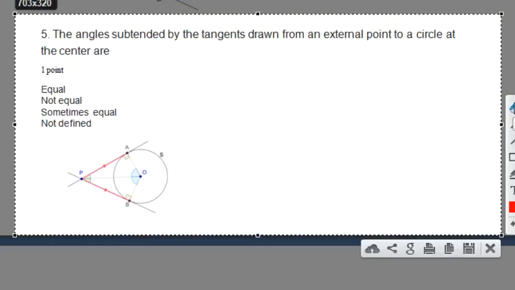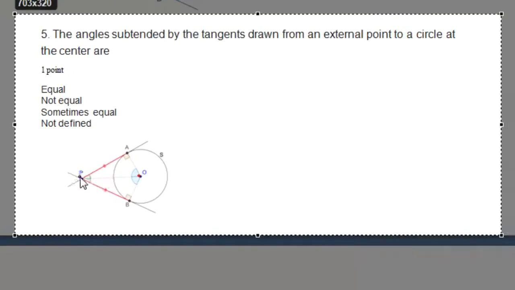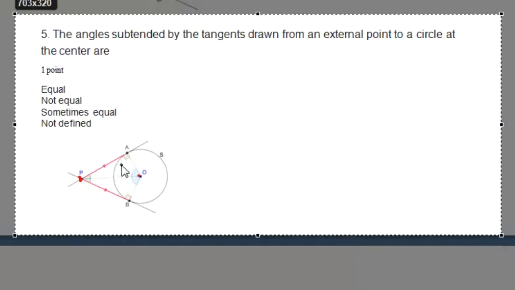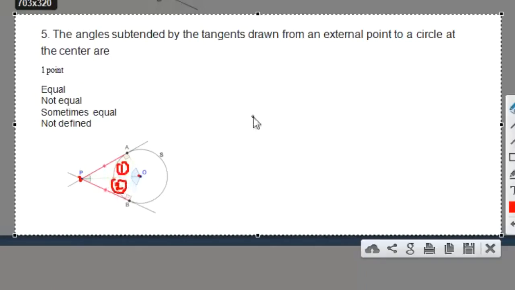So this is the angle subtended by the tangents drawn from external point P, an external point of a circle, at the centre. The 4 options given are equal, not equal, sometimes equal, not defined. So as we already discussed this type of problem, there are 2 triangles. PAO is one triangle and POB is another triangle.